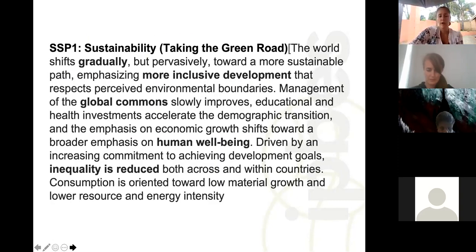And then a big thing, I just wanted to put in SSP1 here, which is the Taking the Green Road sustainability scenario that tends to be used at the global level, which talks about gradual shifts around more inclusive development, management of the local commons with an emphasis on human well-being, and reduced inequality. You can see how these 6 narratives go so much further than that in terms of talking to human-nature relationships. So that was at least meeting one of those requirements, which was to move beyond just these SSPs or these climate-dominated stories as a way to think about environmental futures.